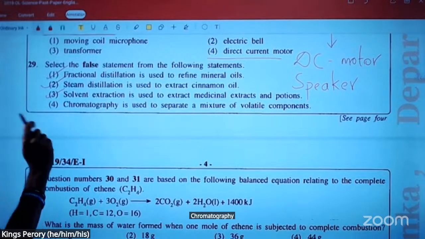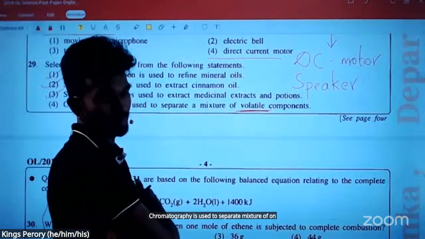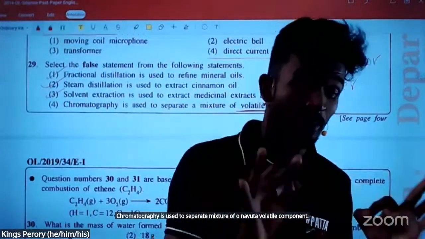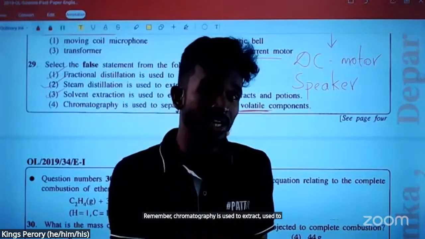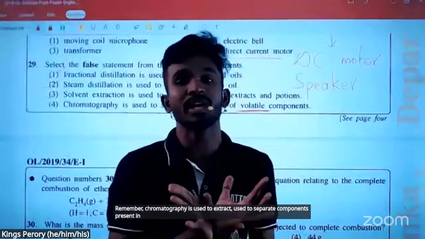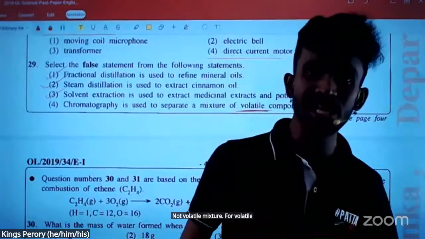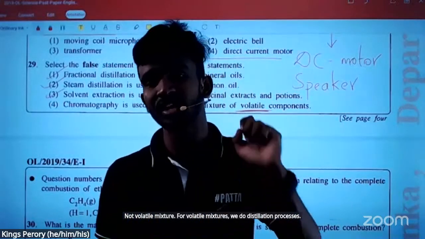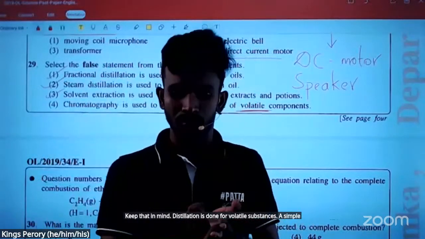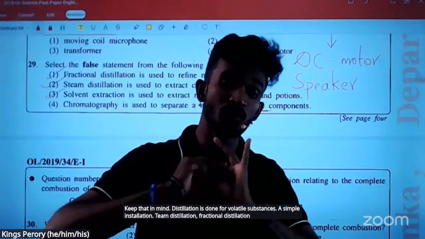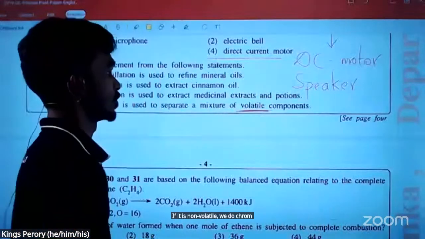Chromatography is used to separate a mixture of volatile components. Remember, chromatography is used to separate components present in a non-volatile mixture, not a volatile mixture. For volatile mixtures, we do distillation processes. Keep that in mind. Distillation is done for volatile substances. Simple distillation, steam distillation, fractional distillation, all are done for volatile substances. If it is non-volatile, we do chromatography. So with that word, they have played.